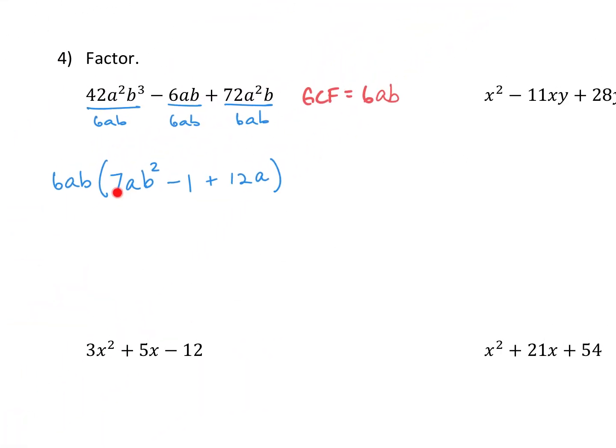This 7a squared b, or 7ab squared minus 1 plus 12a, does not factor anymore. If we could factor it, though, we would, but that one is done. All we could do is take out a greatest common factor.